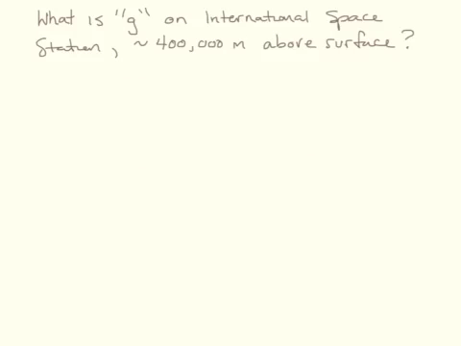So let's say we want to know what is the acceleration due to gravity on the International Space Station, which orbits the Earth approximately 400,000 meters above the surface. It actually gets closer than that sometimes and further away sometimes because it's an elliptical orbit, but we'll just use that as an approximate average value. So let's write out our givens.